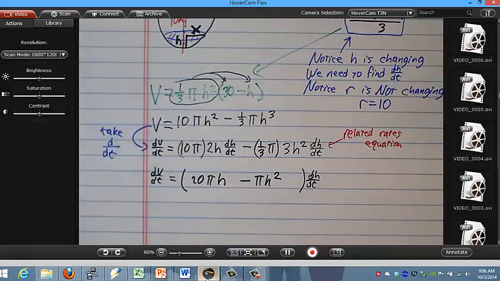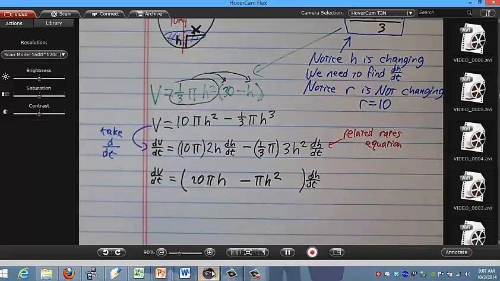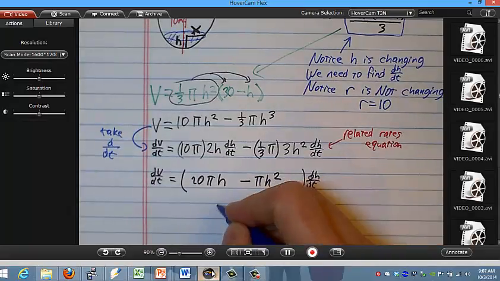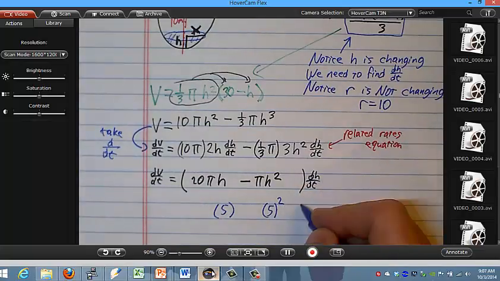Okay. But again, I'm supposed to find, let's look at what the problem asks again. It says, how fast is the water level rising when the water level is 5 meters from the bottom? So in other words, what did they give me there when they say the water level is 5 meters from the bottom? That's h, right? So we know a couple things. We can fill in a 5 everywhere there's an h.